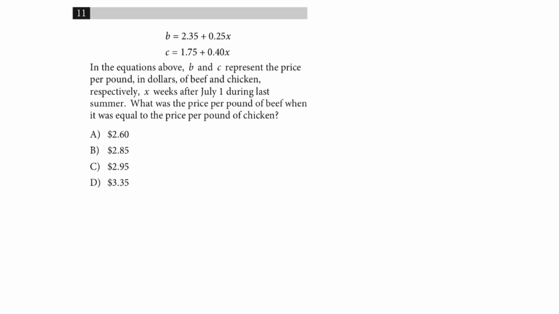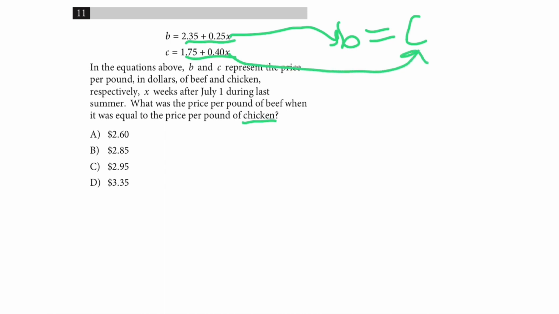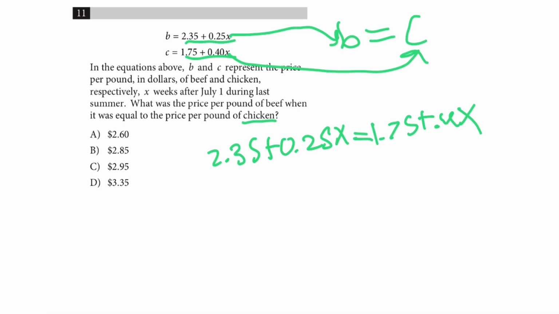All we're looking for in this question is when the price of beef is equal to the price of chicken. So what does that mean? That just means we're looking for when B is equal to C. And we know that B is equal to this equation, and that C is equal to this equation. So we can just plug those in. We'll get that 2.35 plus 0.25x is equal to 1.75 plus 0.4x.